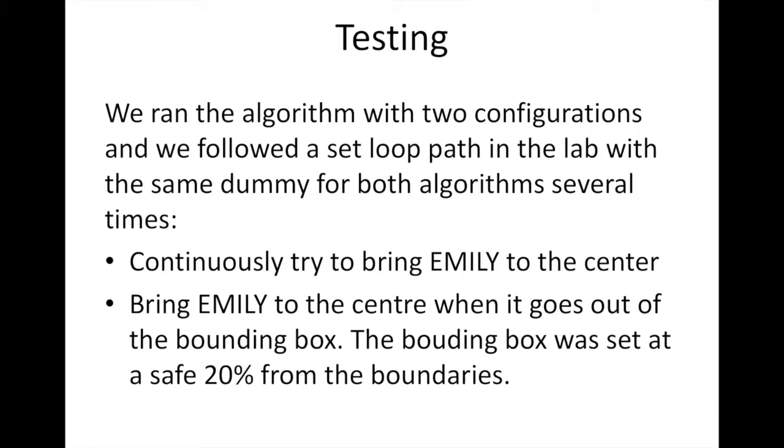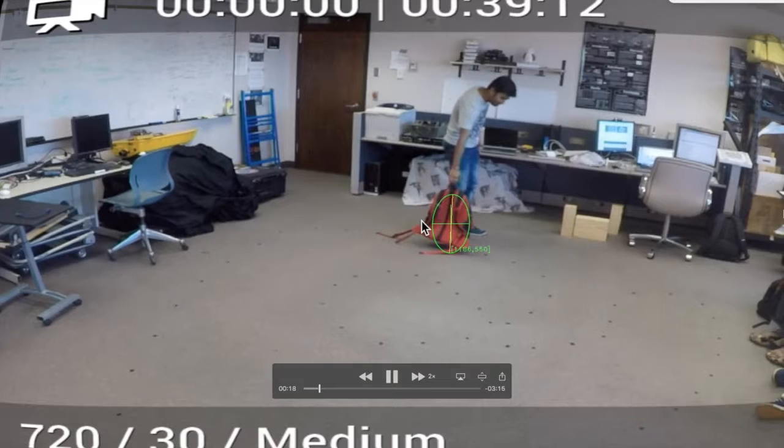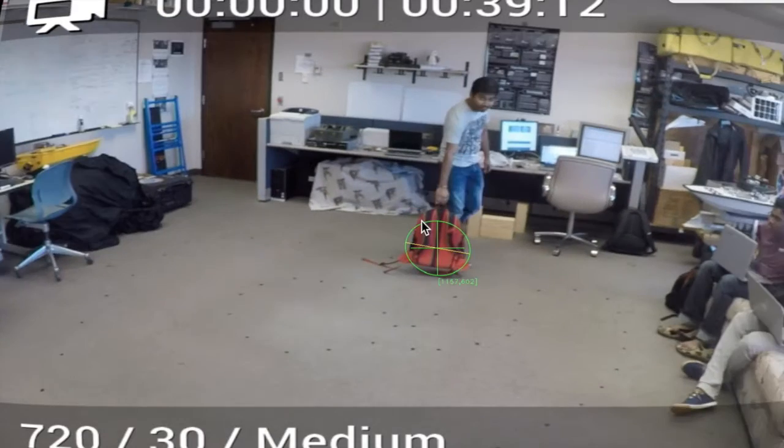For testing our algorithm, we ran both the continuous and the 20% configuration through the same set of experiments in the lab. We set a specified path and, using the dummy, we followed the path at the same speed. We first present the video of the continuous testing.